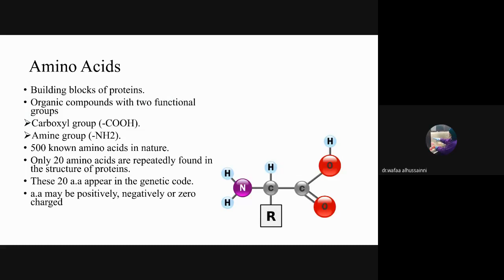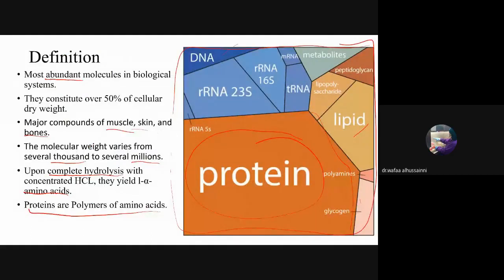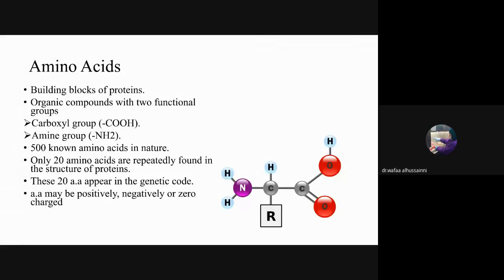Amino acids. Because we're studying proteins, and we said that the protein is built of amino acids, then we need to know a little bit more about amino acids. These are the building blocks of proteins, and we have studied them in organic chemistry, if you remember. They are organic compounds with two functional groups. We have the carboxyl group, and we have the amino group or amine group. You can say amino acids or amino acids, depending on which accent you're talking. It doesn't matter, both right.